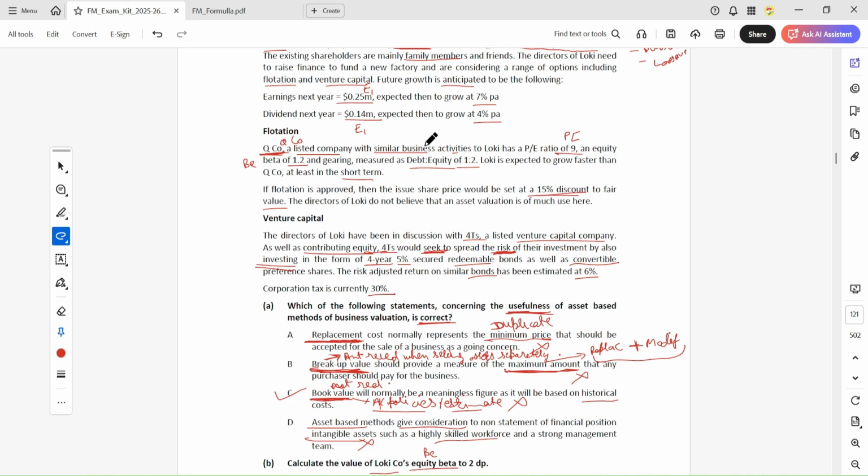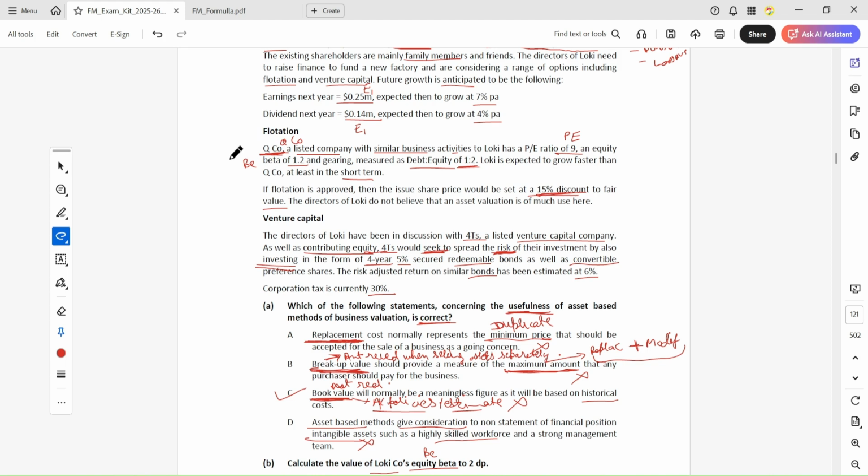We have Q company listed with a similar business to Loki. Loki's PE ratio is given, and the beta equity is given. Q's equity beta is 1.2, and gearing is measured as the debt to equity ratio, which is given. Loki is expected to grow faster than Q company, at least in the short term. If flotation is approved, then the issue price would be at a 15% discount to fair value. The directors of Loki do not believe that an asset valuation is much used here.